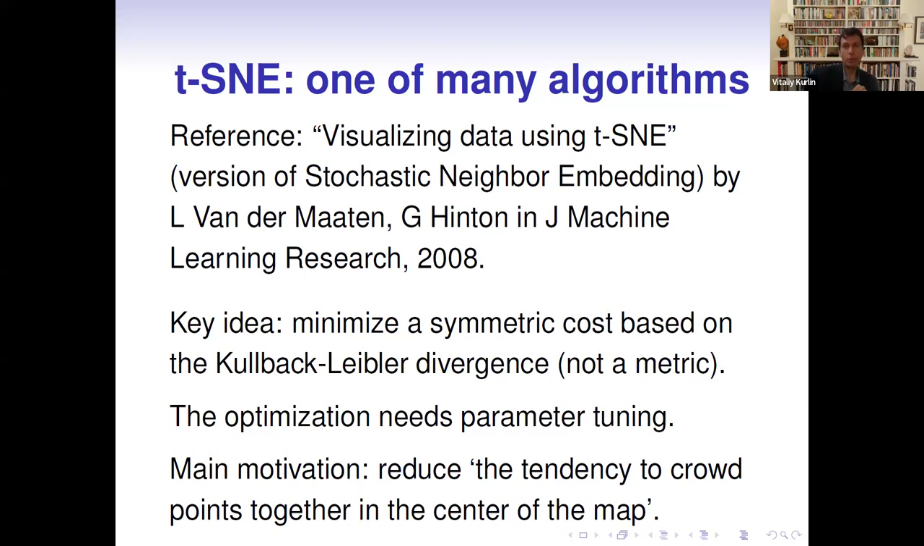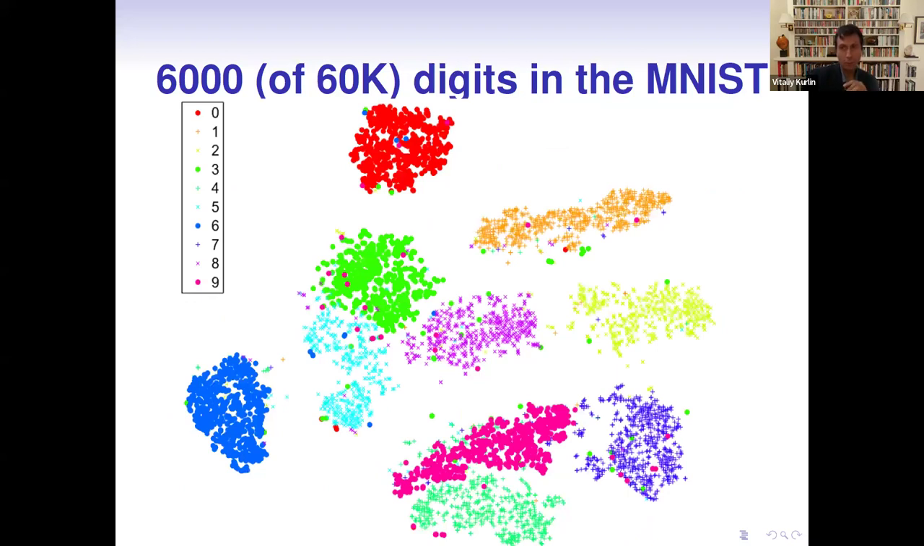So let me show practically how it looks for the MNIST database. These are small grayscale images of digits from 0 to 9, grayscale of size 28 by 28 pixels. And here, this is the output of t-SNE only on 10% of our database. So it might look like the clusters are well separated with ground truth labels.